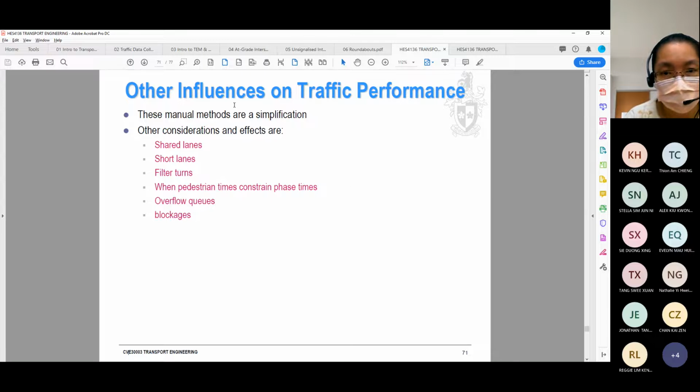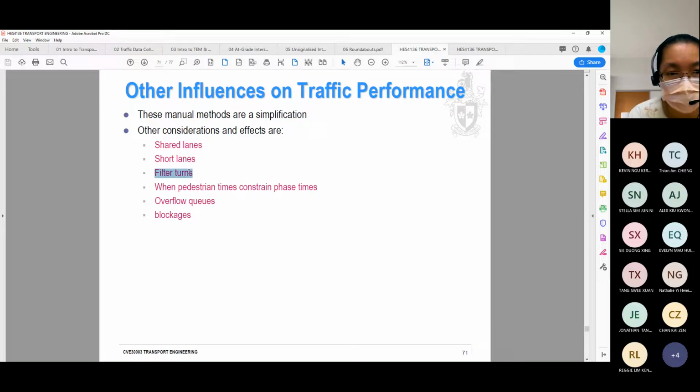So what will influence the traffic performance in terms of degree of saturation, the queue length, the timing, and so on? If we have lane sharing, that will influence the traffic performance. If we have short lanes. Just now at the beginning, we said that if you want to increase the capacity of your signalized intersection, we lengthen the short lanes. You increase the short lanes, then you can accommodate more vehicles on it.